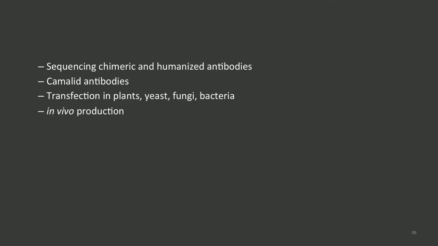So there's sequencing chimeric and humanized antibodies, where you're taking the sequence from a binding region that you're interested in, and then humanizing it by adding it to a human antibody framework. You have camelid antibodies. These are antibodies that come from a camel-type species, llama, alpaca. They're very unique in the sense that they only have a heavy chain region.